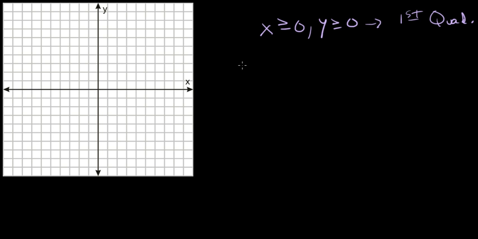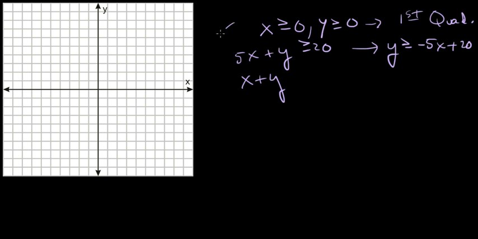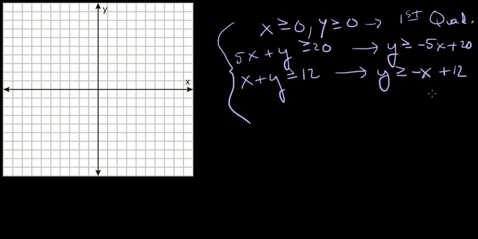And the next one is 5x plus y greater than or equal to 20. And so if I subtract 5x from both sides, I have y greater than or equal to negative 5x plus 20. And then I have x plus y. By the way, this is a system of inequalities. x plus y is greater than or equal to 12. And if I subtract x from both sides, I have y greater than or equal to negative x plus 12. And then I have x plus 2y greater than or equal to 16.